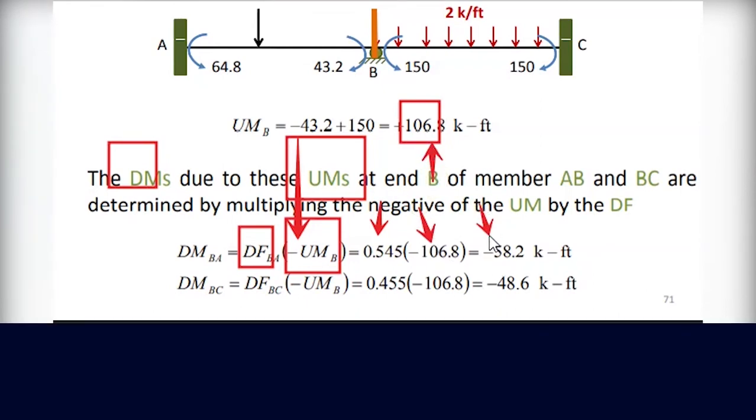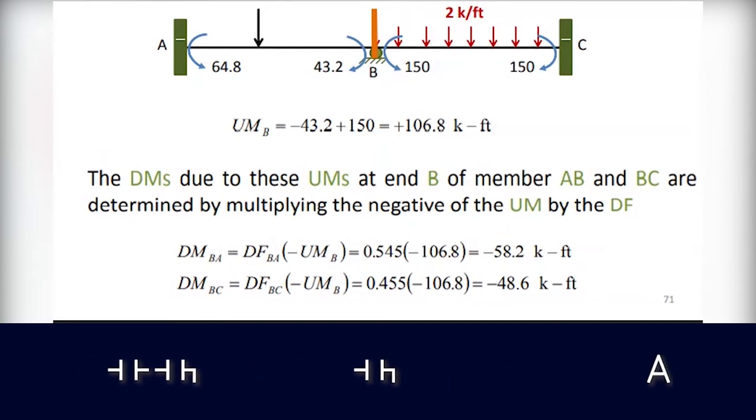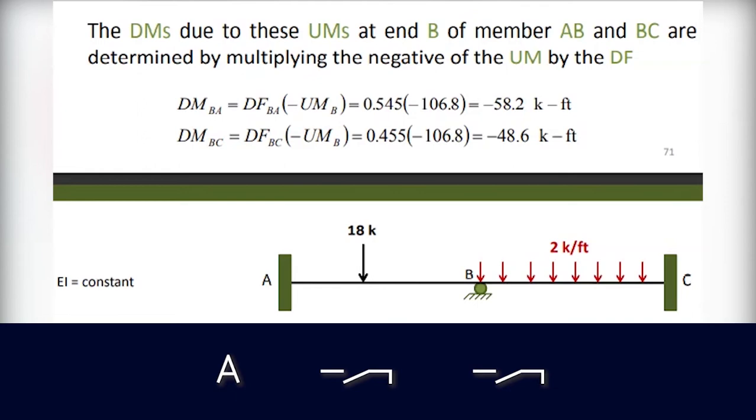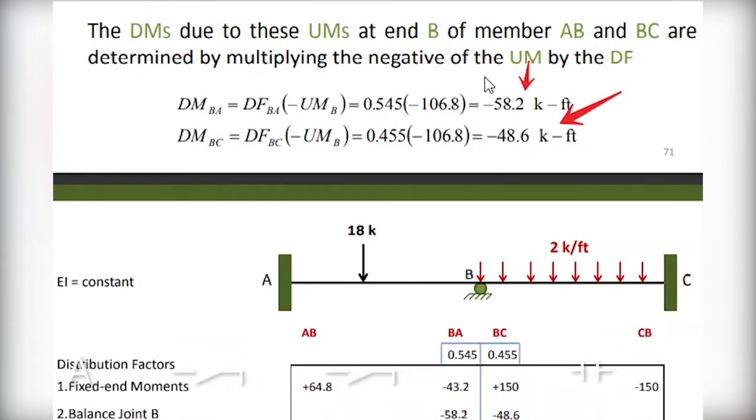So the value is negative, this one. For the second joint, or the opposite joint BC, the same distribution factor times the opposite of the unbalanced moment. So the value here is this one. Now on calculating, you can have your values as you see there, this value and this value. It is negative because it is counterclockwise. So this one, you have the third row. Now you put in the third row as follows.